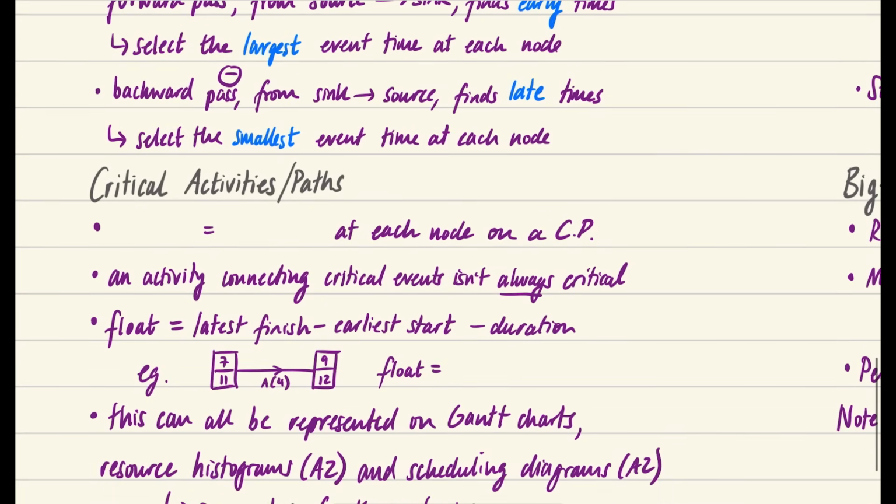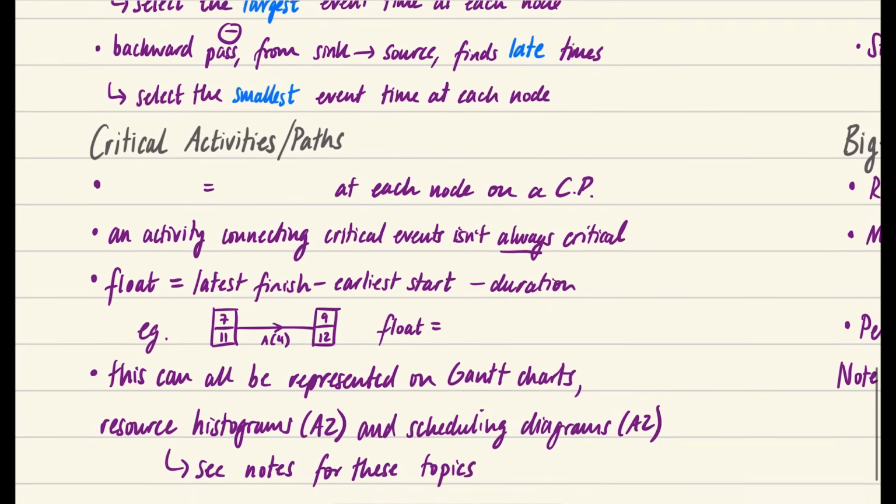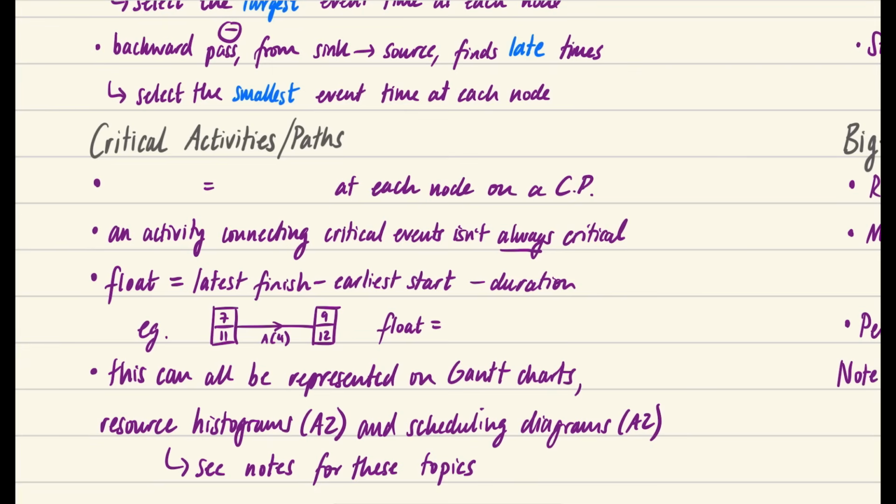Now, once you have an activity network that has all of the early and late event times on it, they may ask you about critical activities and critical paths. If there is a critical path, the thing that will be true at each node is that the early time will be equal to the late time.